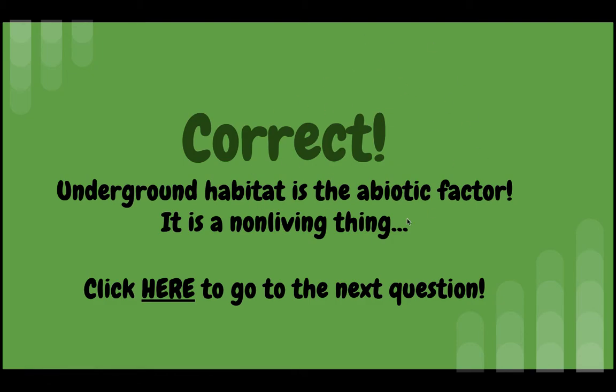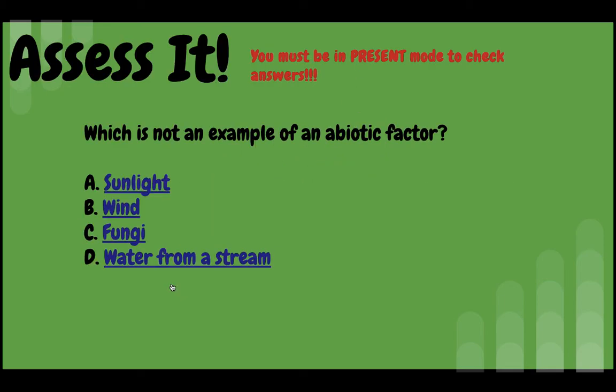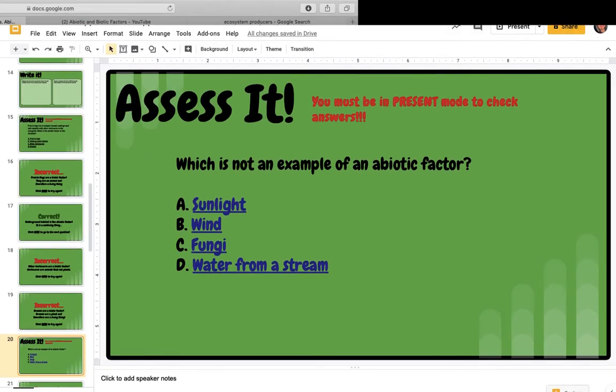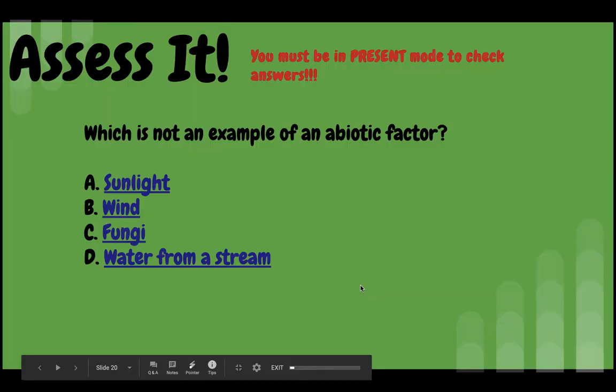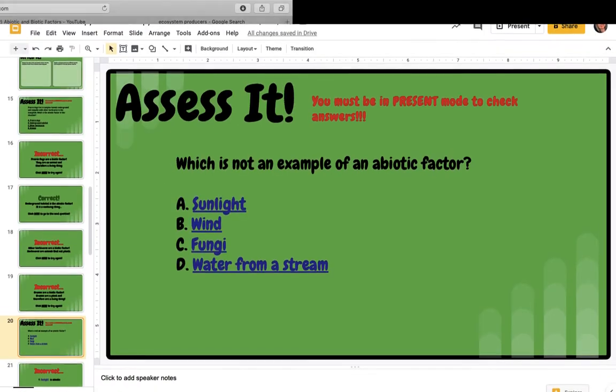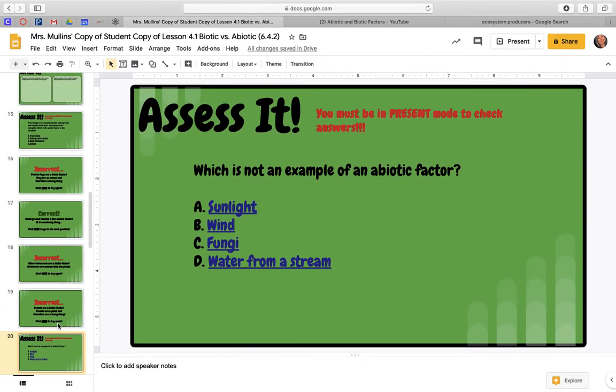So if you get the incorrect answer and click here, it's always going to just take you back until you get the correct answer. And then once you click here, that will take you to the next question. But you have to be in present mode. So if I go out of present mode and I try to do this, it's not going to work. So I have to come up here and go to present and then just test myself all the way to the end. So that's how you do that.